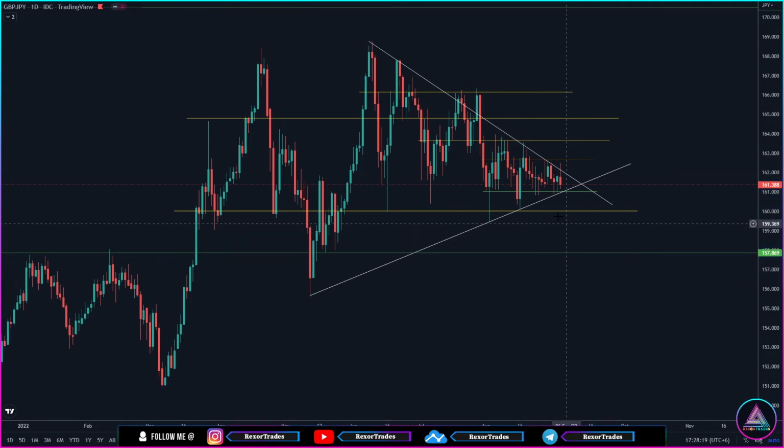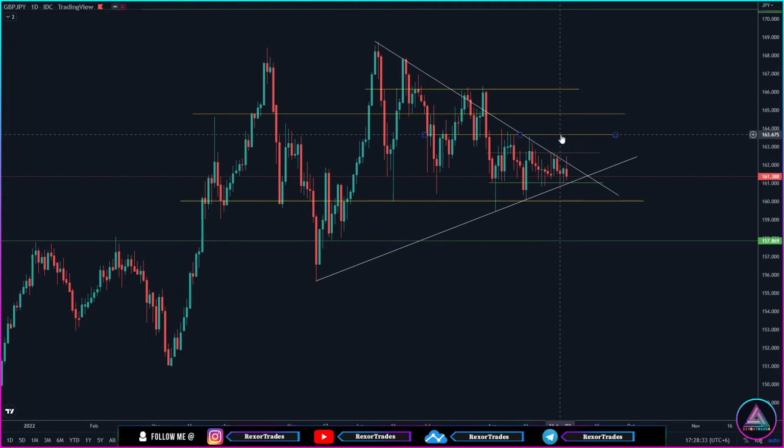However, if GBPJPY, instead of doing this, finds support over here at this key zone or over here at this key level and continues to form higher lows and makes a breakout of this key level, then it might come all the way up to make a retest on this key zone over here, which is the major resistance zone GBPJPY is currently facing.